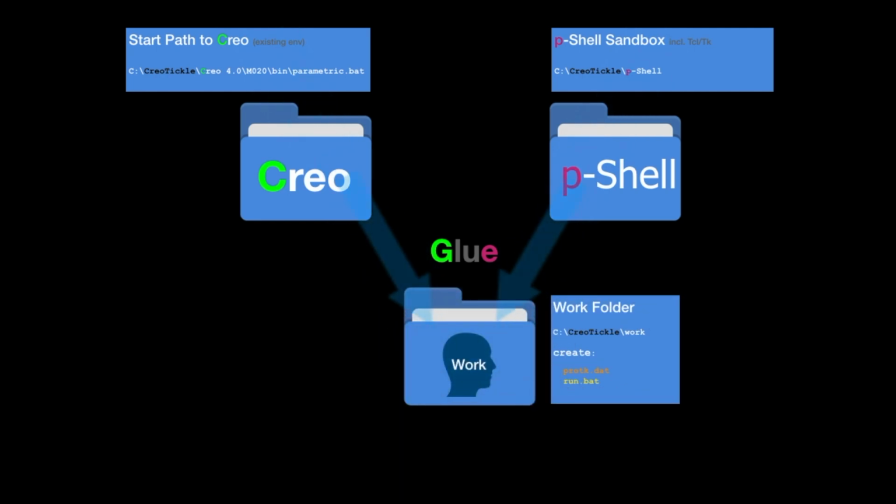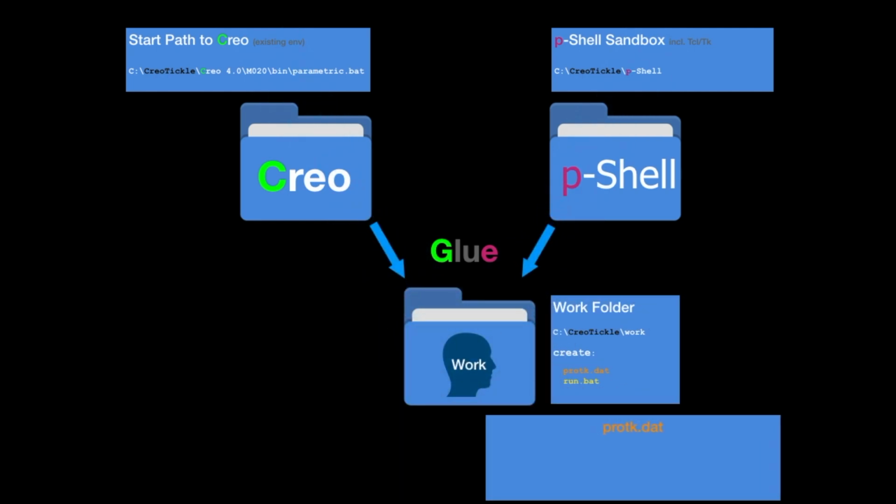Next, the Tcl sandbox is located in Creo Tcl/Tcl. Within this folder there is the complete TclTk environment, and the files we need for Tcl. The final step is to glue Creo and Tcl together. The first file is the file to register Tcl in Creo.